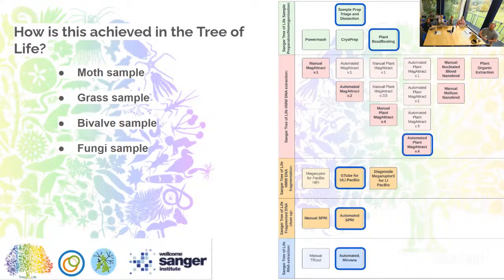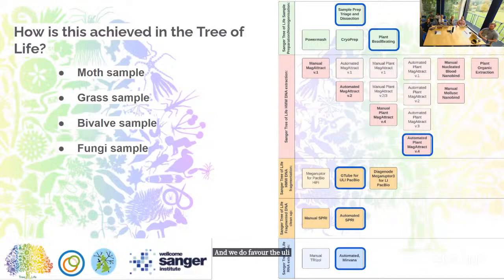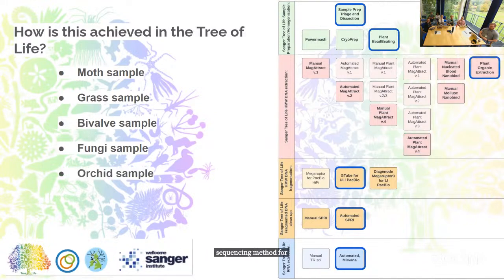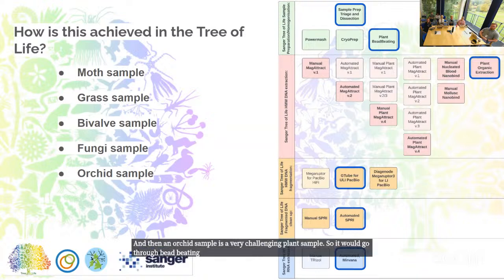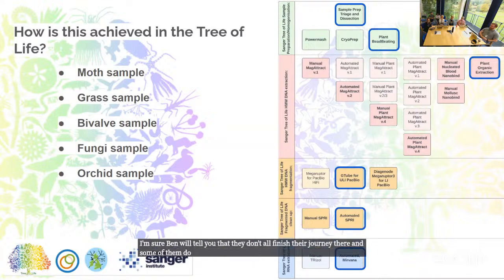Fungi samples go through bead beating and the automated plant Magattract process. The lysis there is actually more challenging than initially anticipated, and we do favour the ULI sequencing method for fungi. And then an orchid sample is a very challenging plant sample, so it would go through bead beating and the plant organic extraction method. I'm sure Ben would tell you that they don't all finish their journey there, and some of them do go into further R&D.